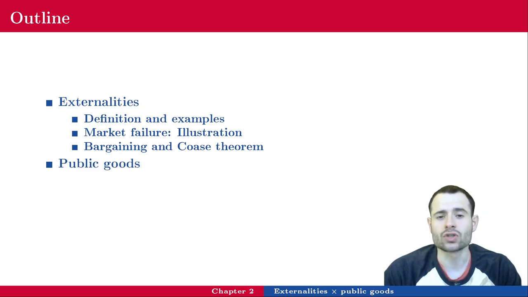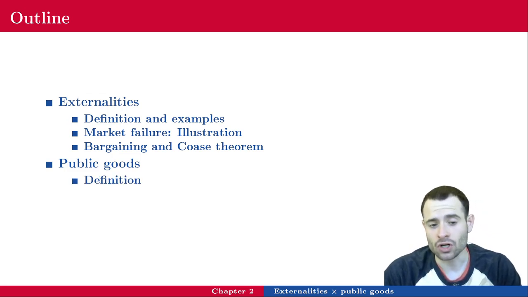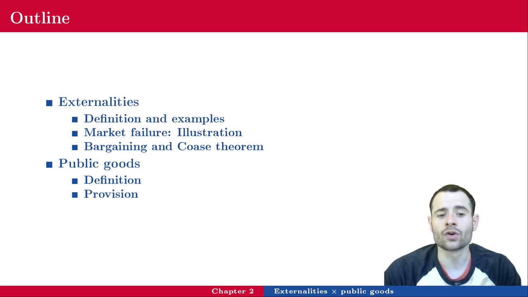Then I will switch to public goods. So I'll start with some definition and with some examples. Then I'll go over the provision of a public good, as in how should a public good be provided? What is the efficient provision of a public good?